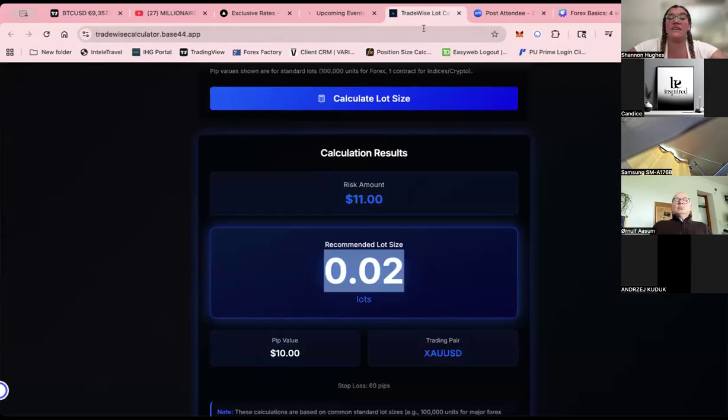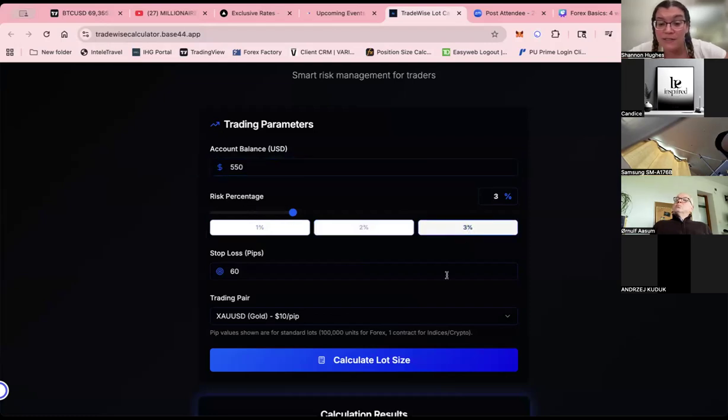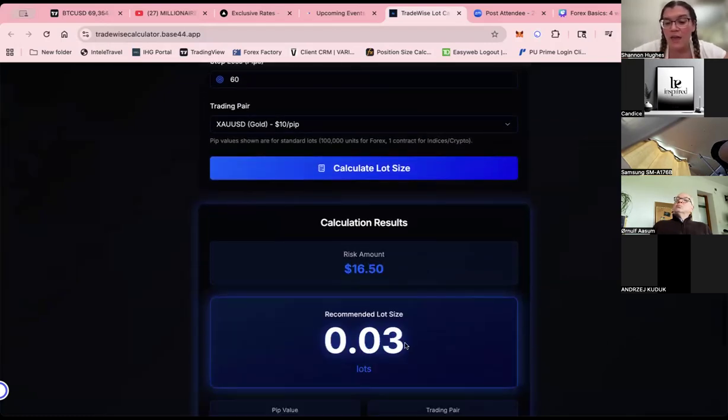Okay, so guys, this lot size calculator should become your best friend. Come onto it, test things out. If I have $550 and I want to risk 3%, let me calculate. Okay, cool. I know I can risk a 0.03 lot size, and that's $16.50 that I'm going to lose on my account size.